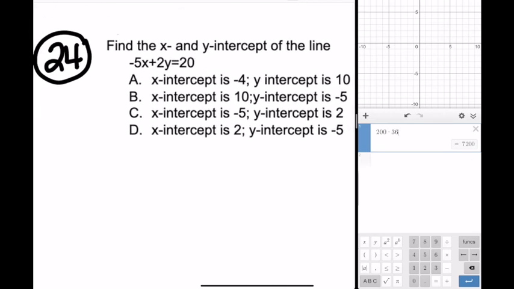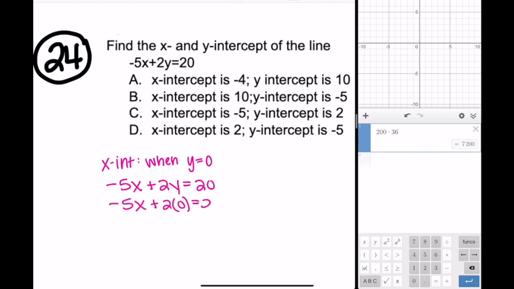Find the x and y-intercept of the line given by this equation. Remember that the x-intercept happens when y is 0. So we have this equation. We're going to plug in 0 for y. Two times 0 is 0, so that eliminates, and we have negative 5x equals 20. Divide by negative 5 on both sides, and we get x equals negative 4.